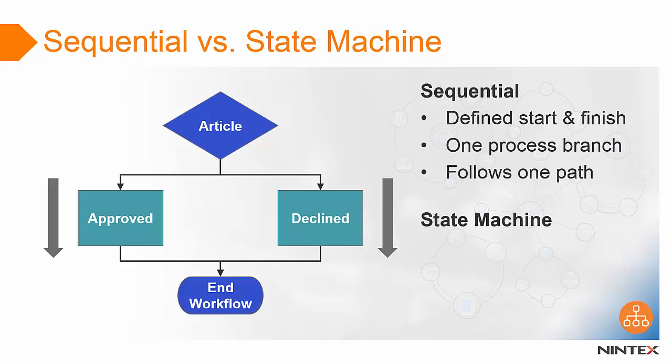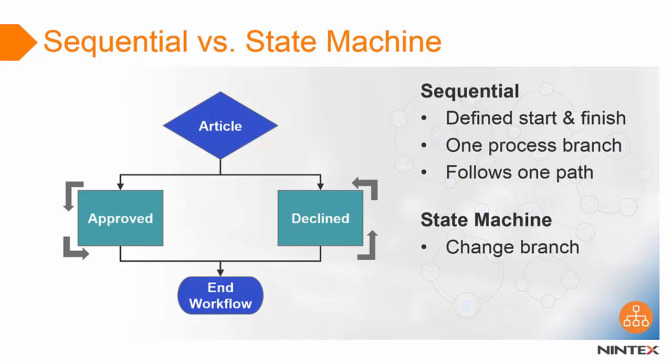For more complex business processes, it may not be as simple as designing a sequential workflow. You may need to change to a different process branch in the middle of the workflow based on a particular condition. In this case, you would want to create a state machine workflow, which allows you to move between different states in the workflow. There is no defined path that it has to take. It is always based on what condition is met.